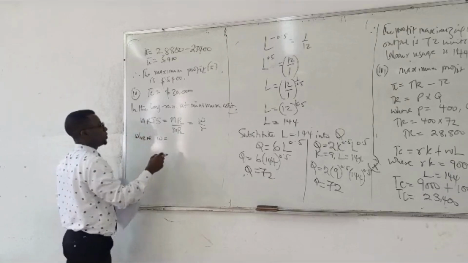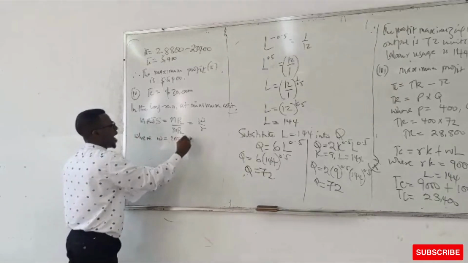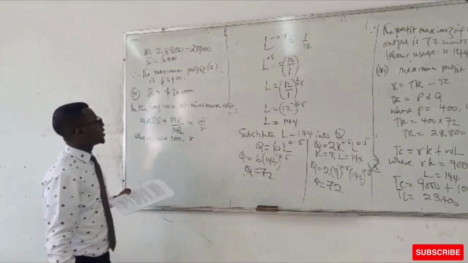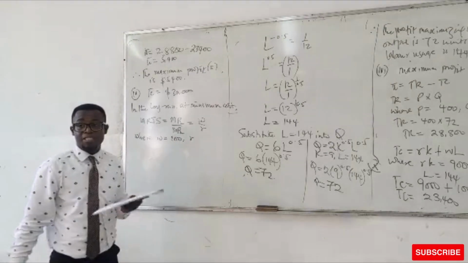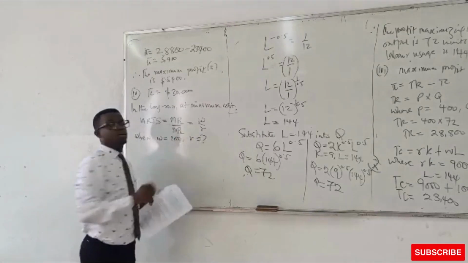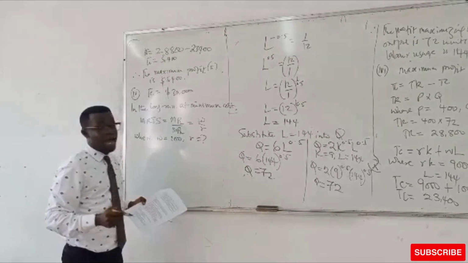Alright, so first, what we do is, we know our W and our R, where our W equals what? Our wage is 100. Our R, which is our cost of capital, wasn't given in the question. So we don't know our R. So we have to go and solve for our R. How do we find our R?